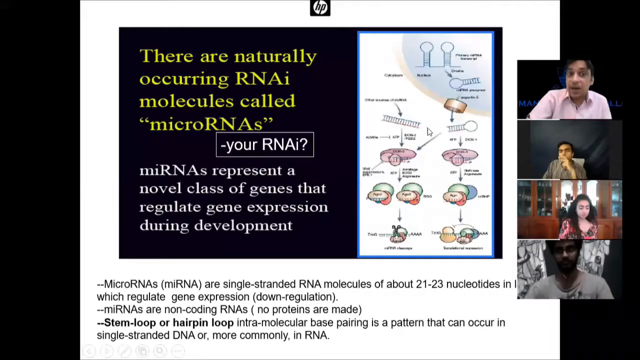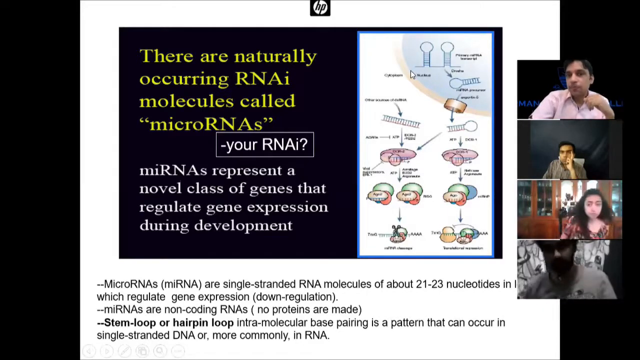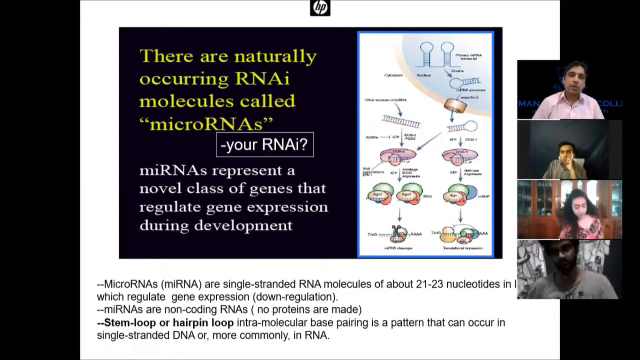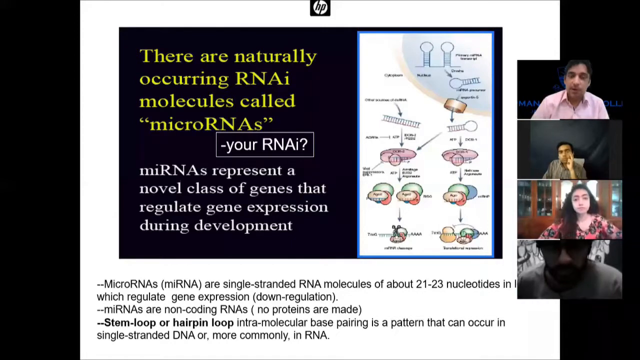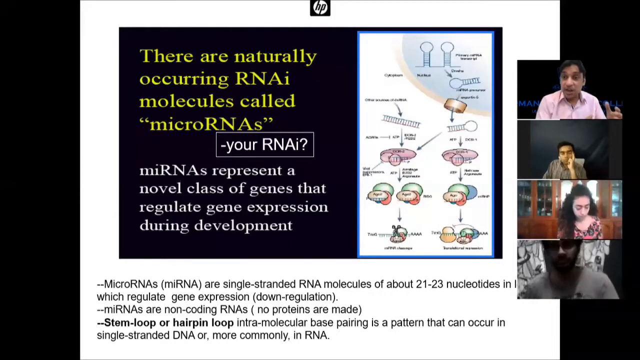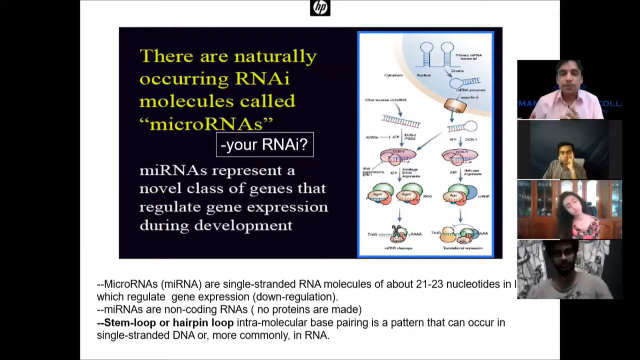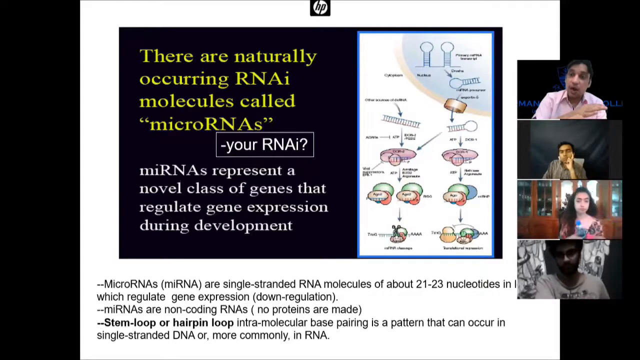The naturally occurring RNAi molecules, the microRNAs, are like the master regulators of the expression of genes. So it came from the genome. Of course, it came from the genome. They are produced by an RNA polymerase, but their RNA polymerase is different. The messenger RNA is transcribed with the help of RNA pol 2, but the microRNAs are transcribed with the help of another RNA polymerase called RNA pol 3.